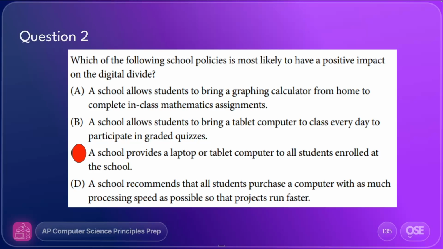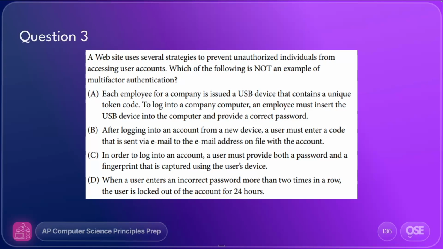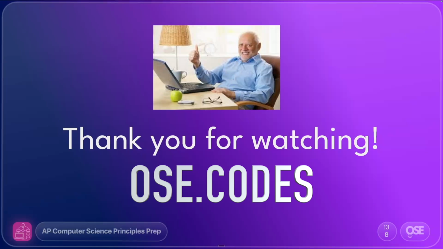Question 3. Feel free to pause. 5, 4, 3, 2, 1. The answer is D.